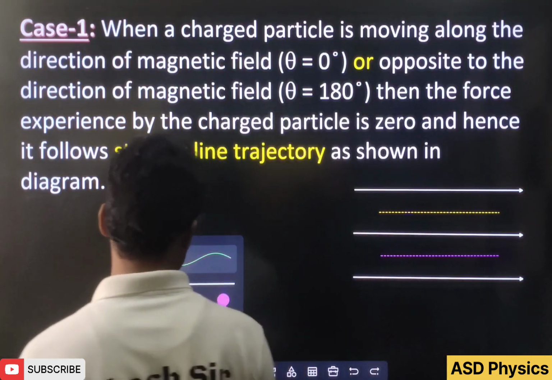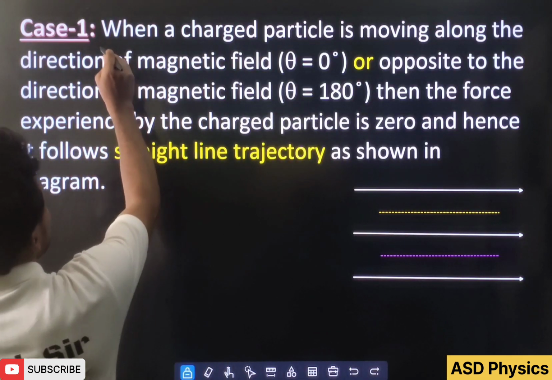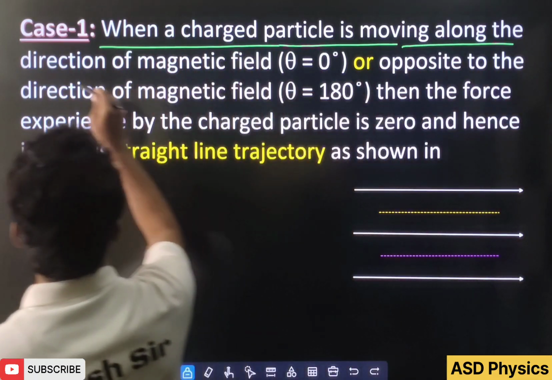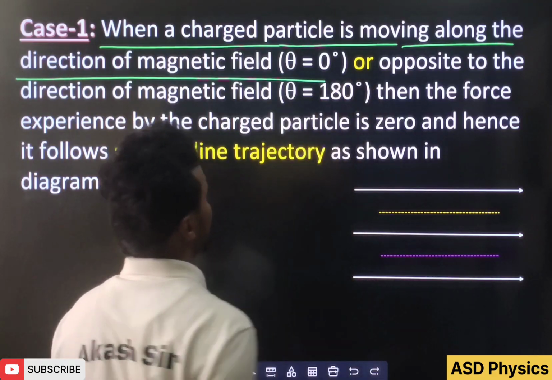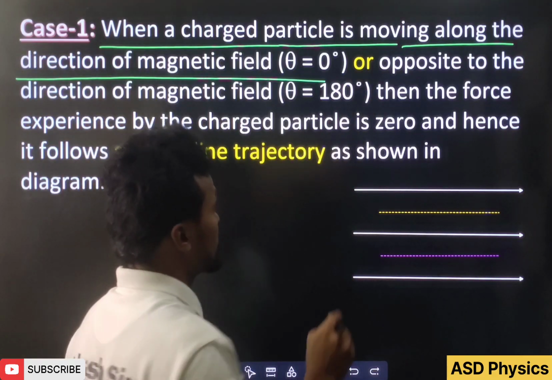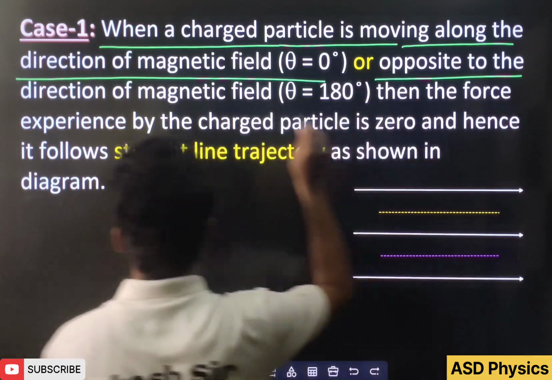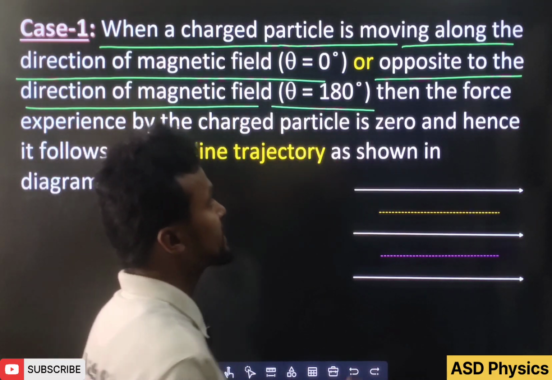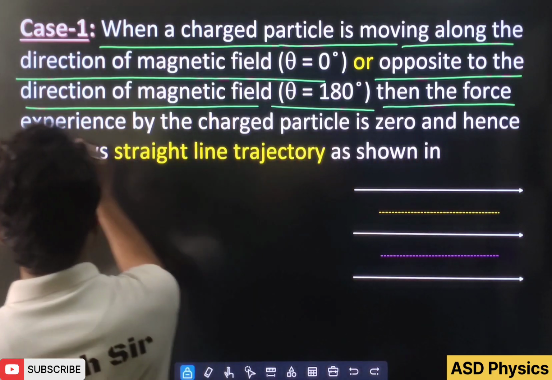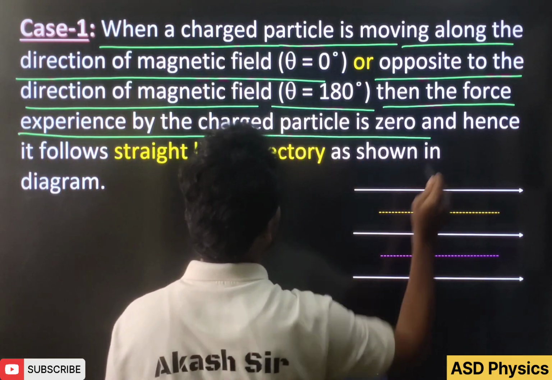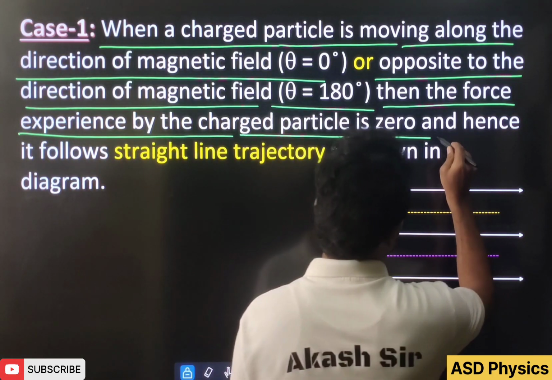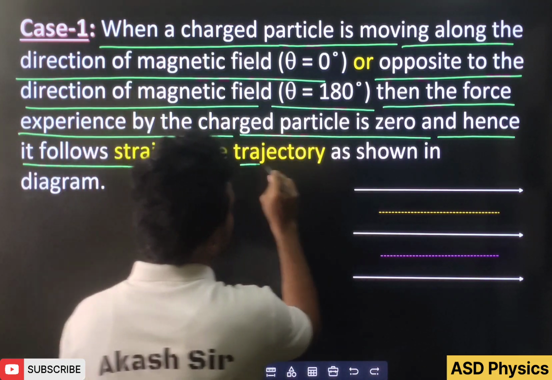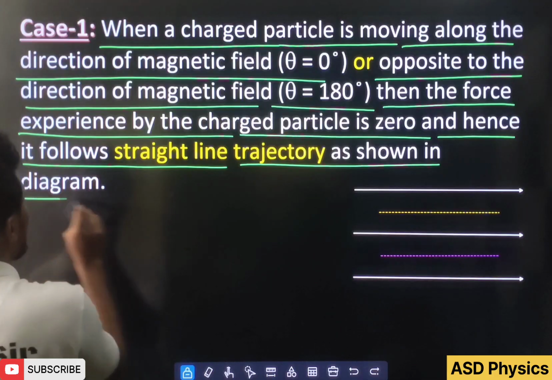The first one, case 1. Under case 1, when a charged particle is moving along the direction of the magnetic field, that means theta equal to 0 degree, or opposite to the direction of the magnetic field, that means theta equal to 180 degree, then the force experienced by the charged particle is 0. From the mathematical expression we can tell also. And hence it follows a straight line trajectory as shown in the diagram.